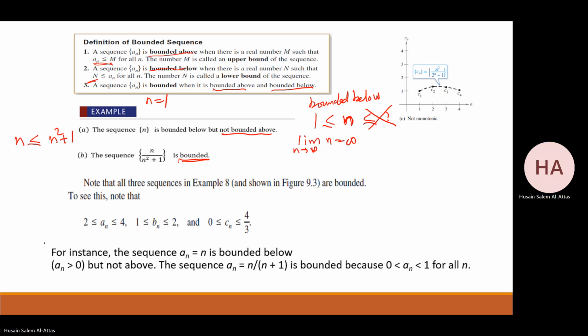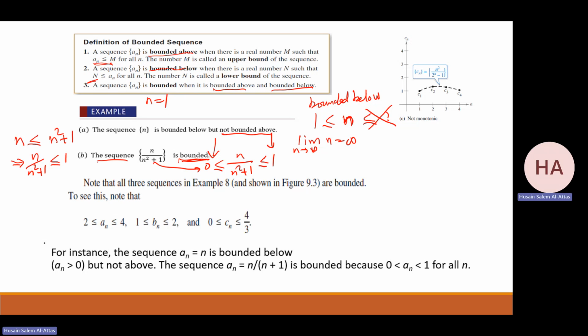So now this sequence, n over n squared plus 1, is less than or equal to 1. This sequence is always positive. If it's starting with 1, I can write, no need for the equality, but it's bounded below by 0 and always less than or equal to 1. So it's bounded below by 0 and above by 1. It cannot exceed 1 and it's always greater than 0.